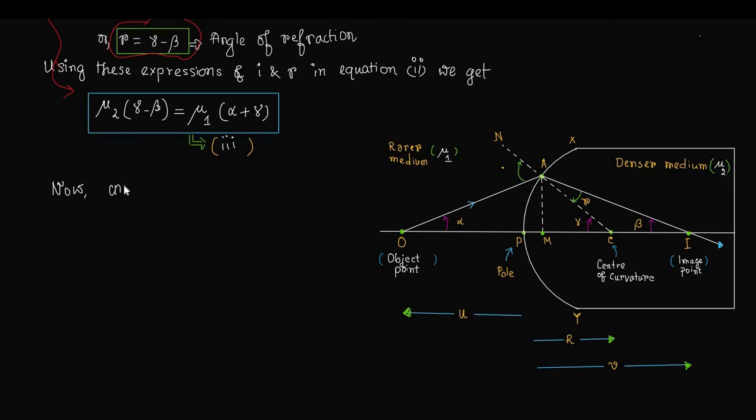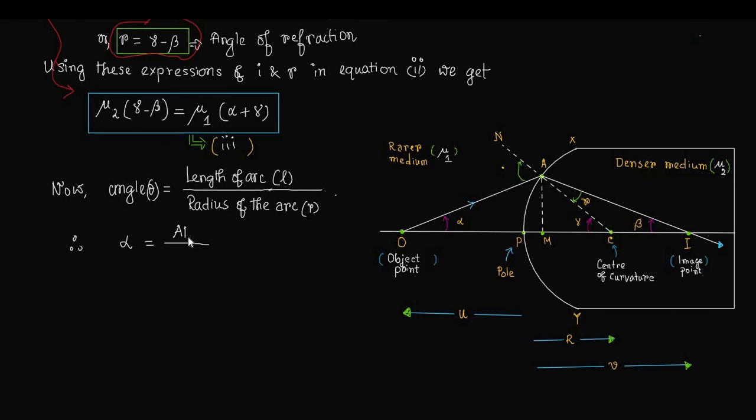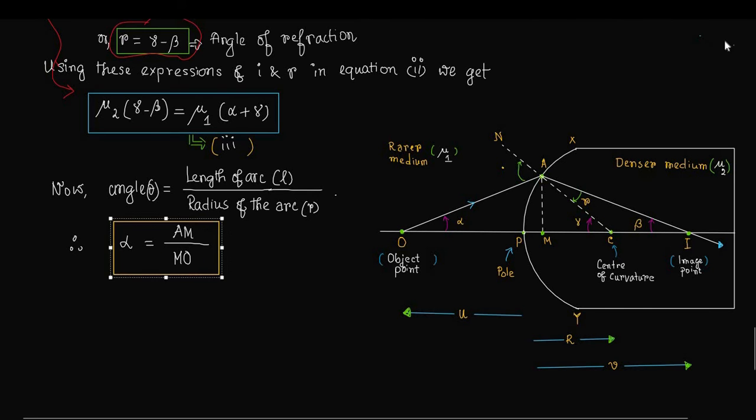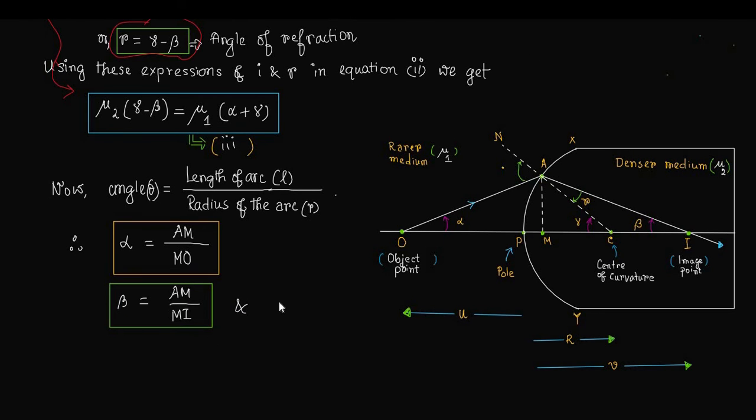Now, any angle is always equal to the length of arc divided by radius. That's why the angle alpha can be written as AM divided by MO, where AM is the length of arc. Similarly, beta is equal to AM divided by MI, not IM. And gamma can be written as AM divided by MC.